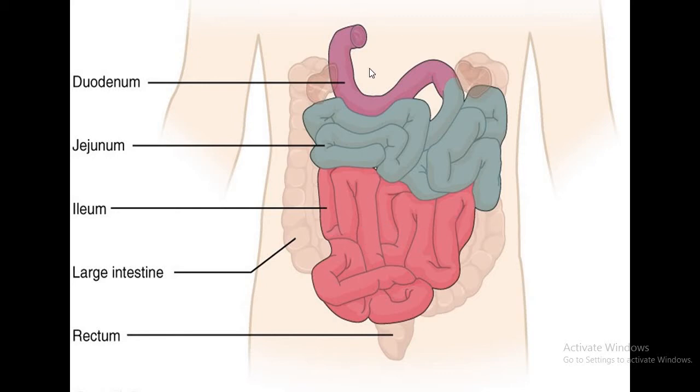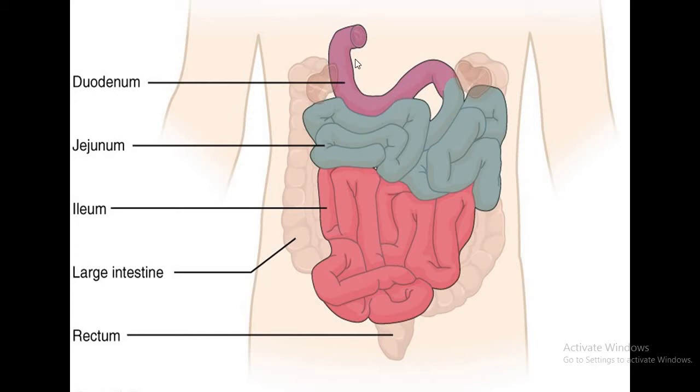Okay, so there are three basic parts of the small intestine: the purple one, the gray one, and the pink one. This part of the small intestine is known as the duodenum. The duodenum receives the bile duct from this side and the pancreatic duct from this side. Then this gray part is known as the jejunum, and this pink part of the small intestine is known as the ileum.